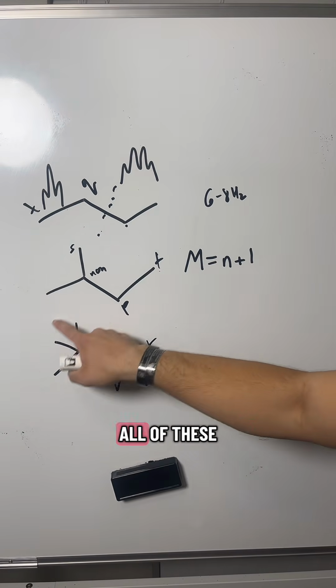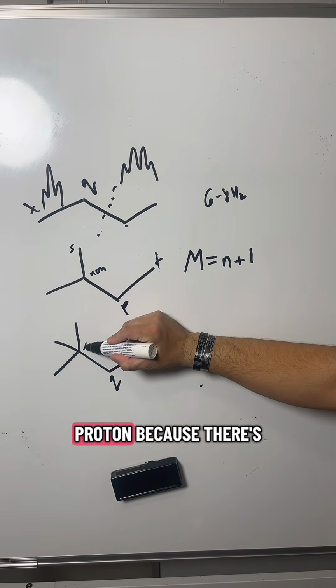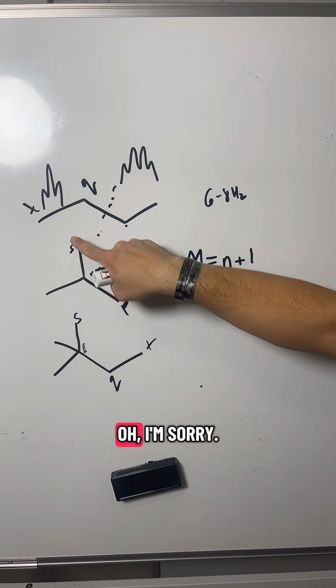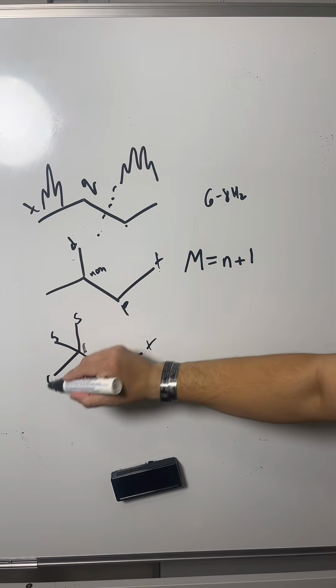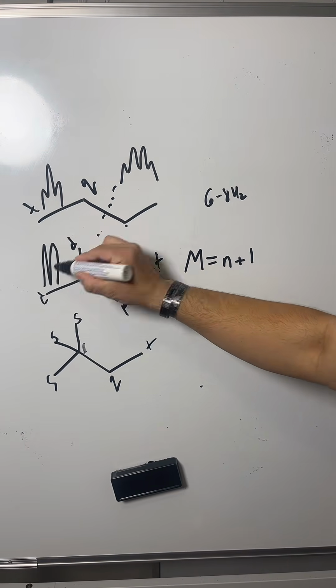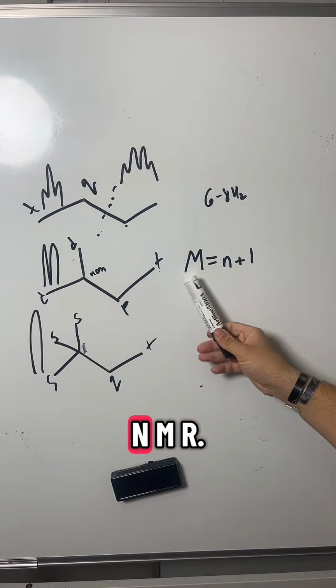And similarly, all of these methyl groups are identical. They're going to be 1 signal, and none of them see another proton because there's no other proton here. So these will all be singlets. Oh, I'm sorry, up here, this is not a singlet, this is a doublet. These will all be singlets. So this would be doublets, and these look like this. Your singlet is just, okay? So, NMR, remember this.